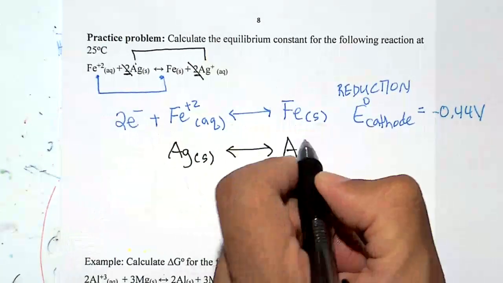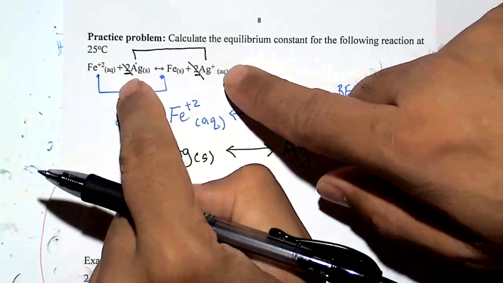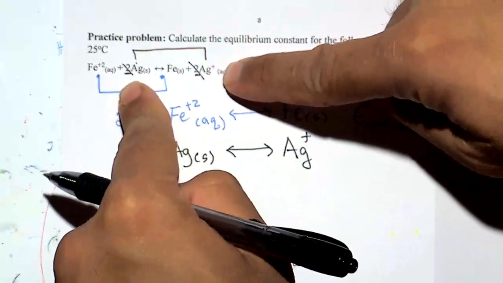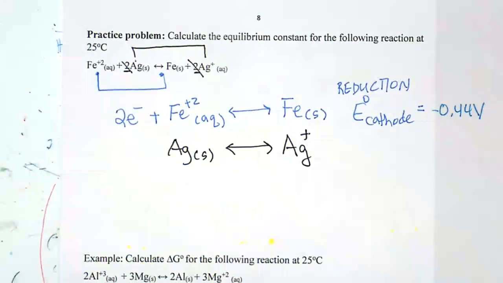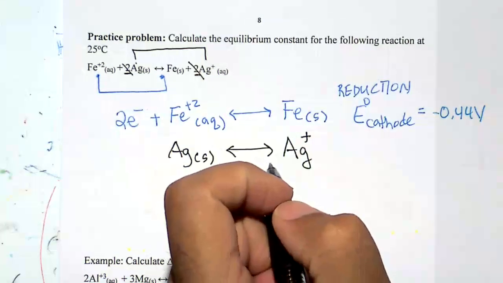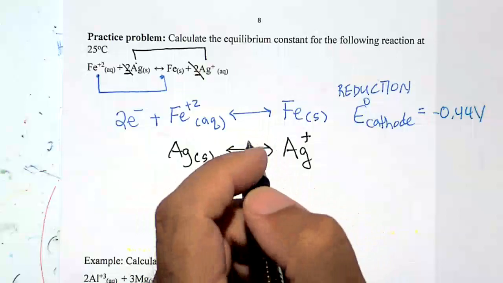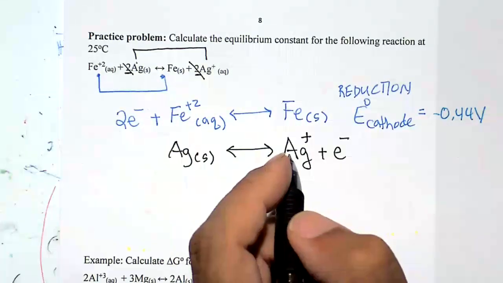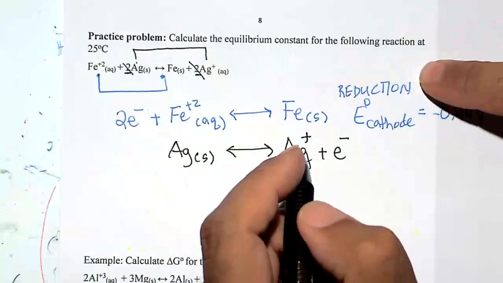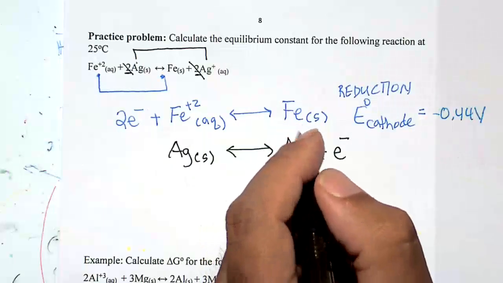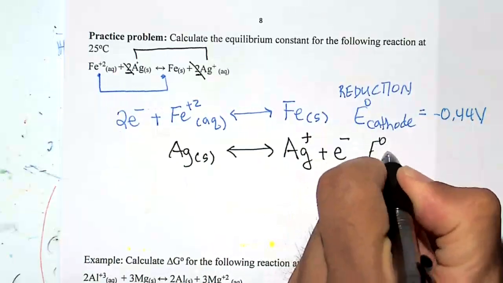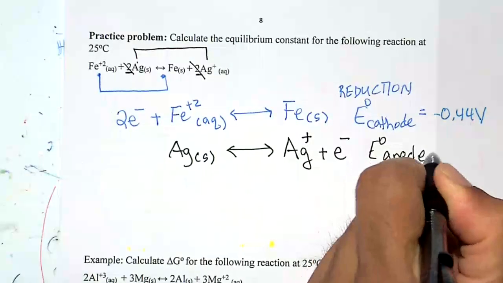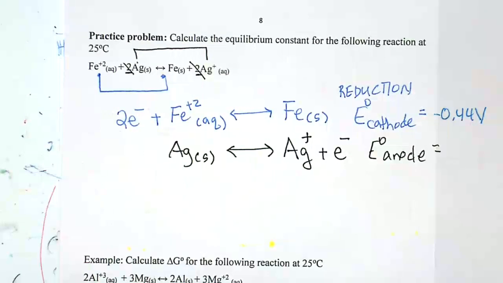All right, Ag solid goes to Ag plus. Everyone see that? All right, how many electrons and where should they go? One on the product side. Is this the cathode or the anode? Well, if this is the cathode in blue, what will this have to be in black ink? It has to be the anode. Okay, lose electrons.